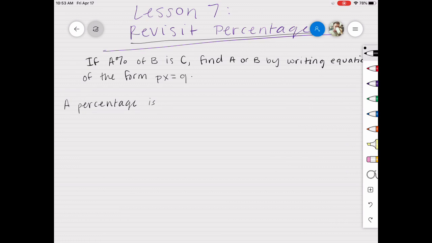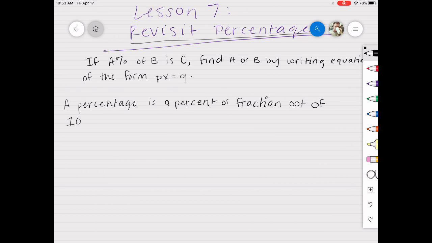In this instance, a lot of the times the A%, or the percentage, is going to go in the place of P, and then the B is what we're going to be trying to find, while Q is what C is. So we could also write that equation as A times B equals C.